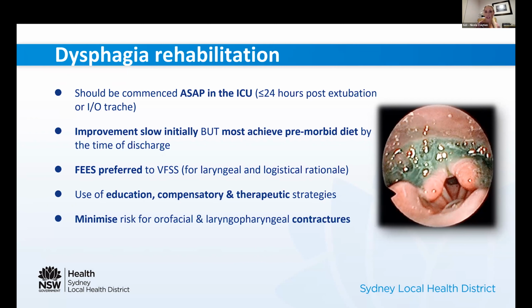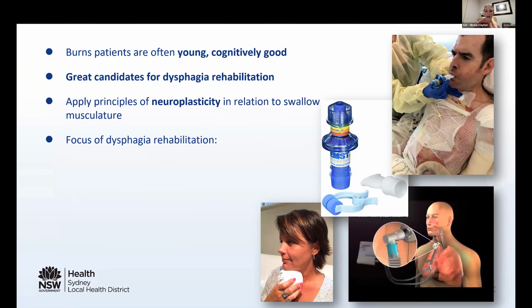We use a lot of education, compensatory and therapeutic strategies, and we also try to minimize the risk of orofacial and laryngopharyngeal contractures at the same time. Burns patients are often quite young, they're cognitively intact, which makes them fabulous candidates for dysphagia rehabilitation. And we apply the usual principles of neuroplasticity in relation to swallowing musculature.